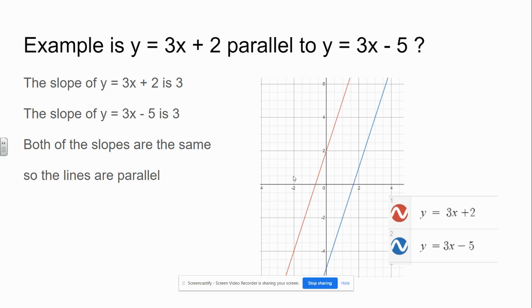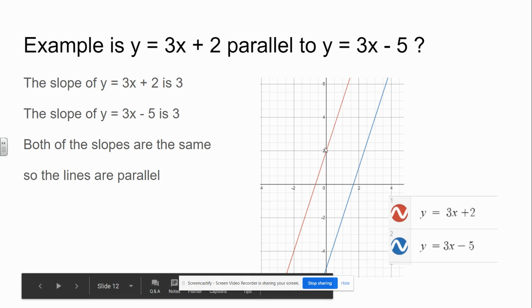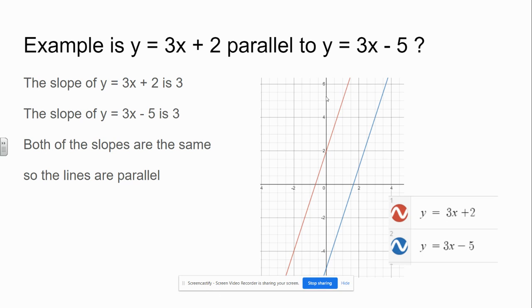So if you look at this graph that I pulled up on Desmos, okay, these are parallel. The distance in between these is always going to be the same, right? And they have the same steepness where I'm going up 3 and over 1, right? All these, I'm going up 3 over 1.